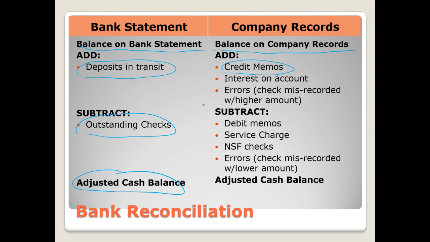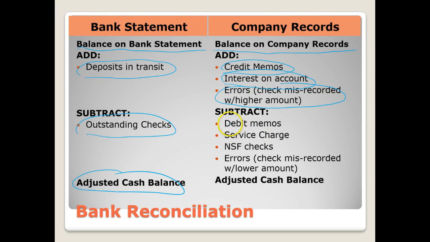On the company record side of your sheet, you would add any credit memos, any automatic deposits into your checking account that you had not previously recorded, any interest that you might be receiving on your checking account, and any errors, meaning any errors in how you had recorded a check, especially if you had misrecorded the check with a higher amount. That means you would have mistakenly thought more money was coming out of your checking account than actually came out of your checking account, so you'd need to add the difference.